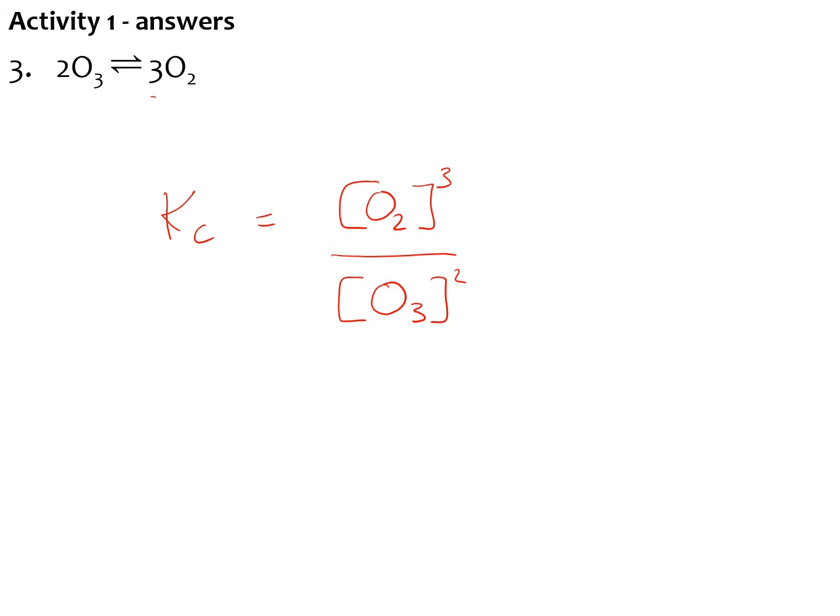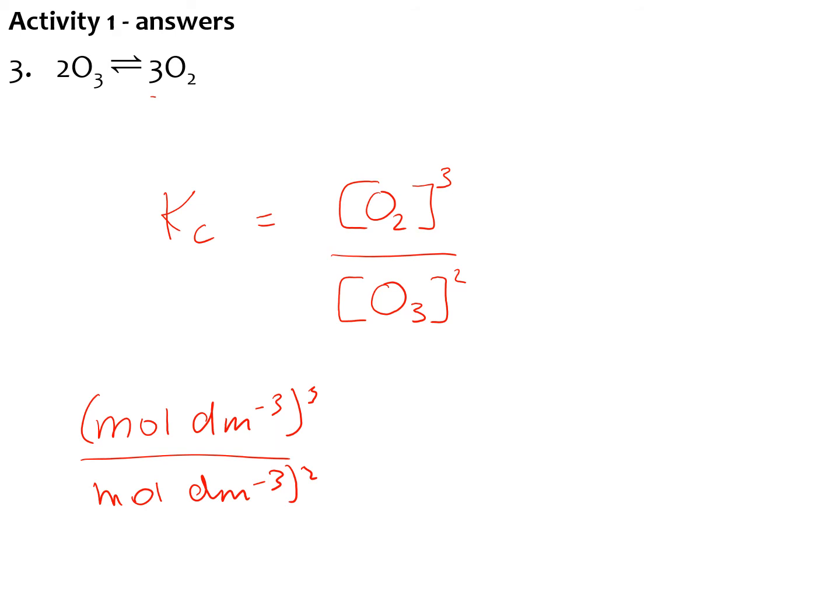Anyway, what we can see here is that we have 3 concentration terms on the top, so moles per decimeter cubed, and we have 2 on the bottom, so we have squared. Well, the 2 on the bottom can cancel out 2 of the ones on the top and we end up with 1 left. So the unit of this one is just moles per decimeter cubed.